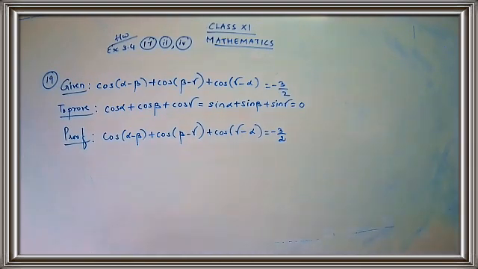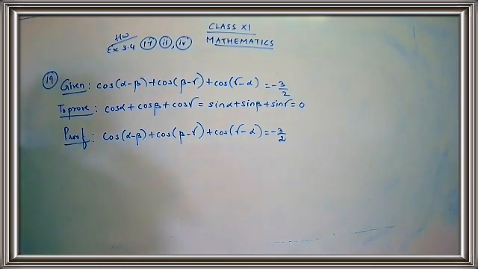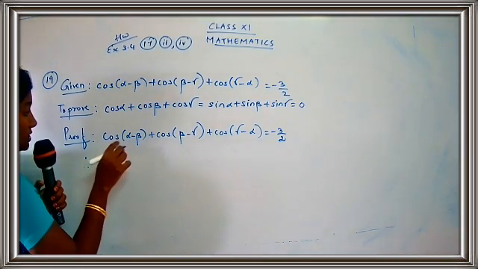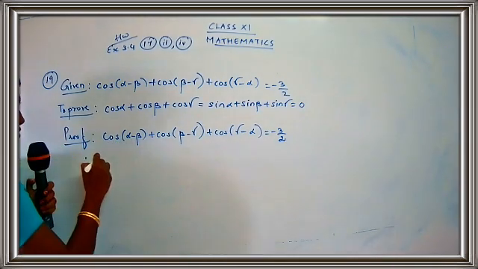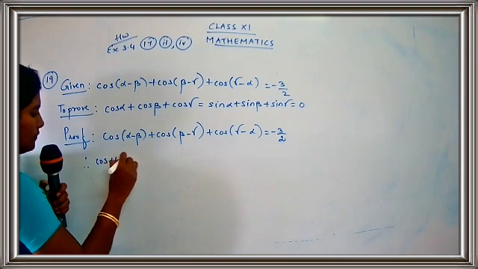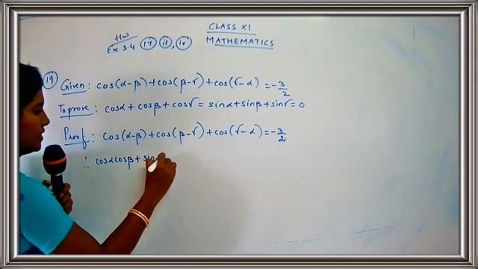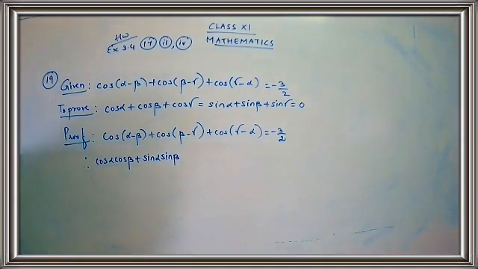Okay, children, now here we are going to use the identity for cos of alpha minus beta, cos of beta minus gamma and cos of gamma minus alpha. So let's use the identity. You have cos, and you have to change the sign. This is cos alpha cos beta plus sin alpha sin beta. I hope you're clear with this part. Write down the remaining formulas.